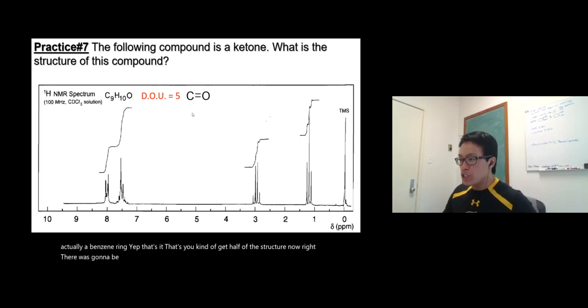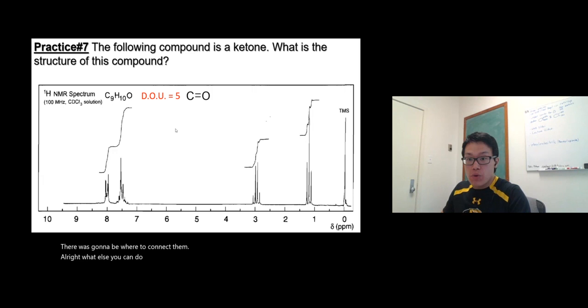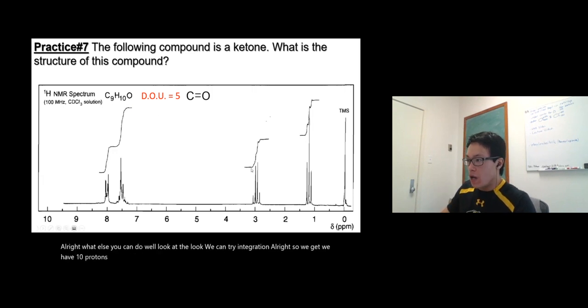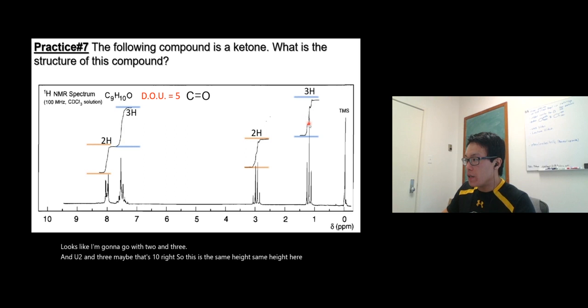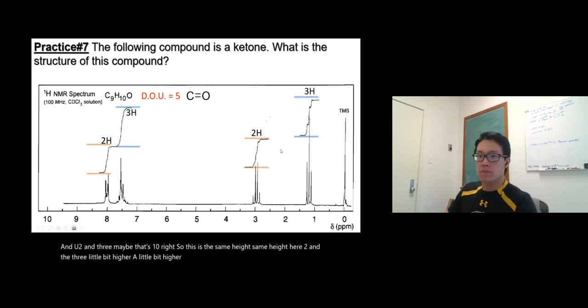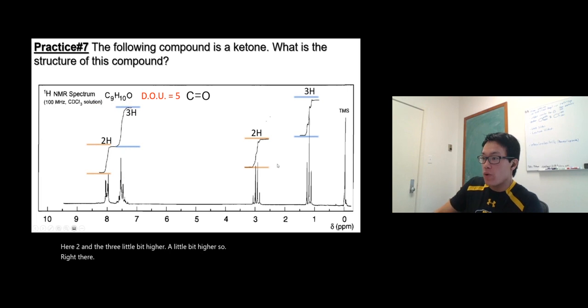All right, what else can you do? Well, we can try integration. All right, so we have 10 protons total. Looks like I'm going to go with 2 and 3. And that 2 and 3, maybe that's 10, right? So this is the height, same height here, 2, and the 3 a little bit higher. All right, so okay, the integration. So we have 2H, 3H, 2H, 3H.